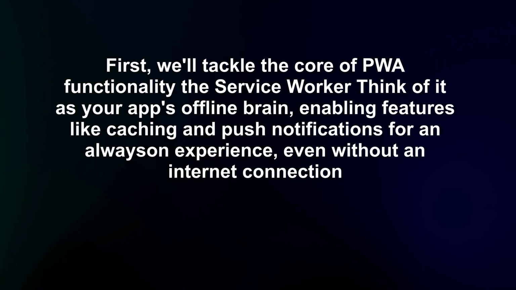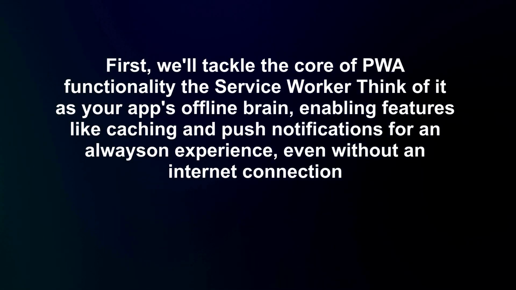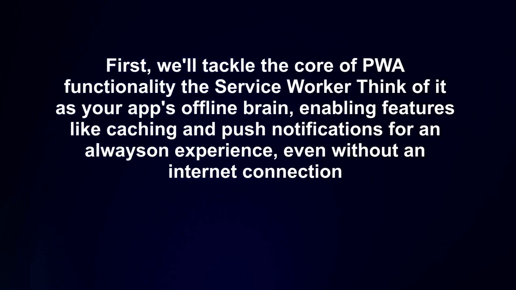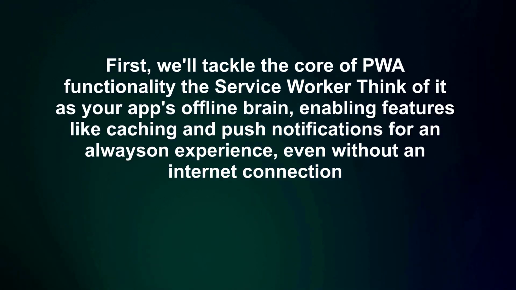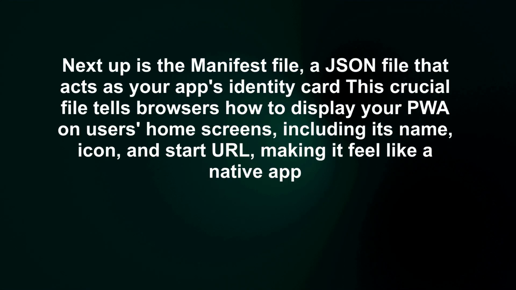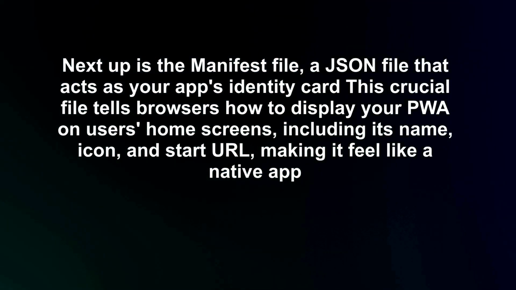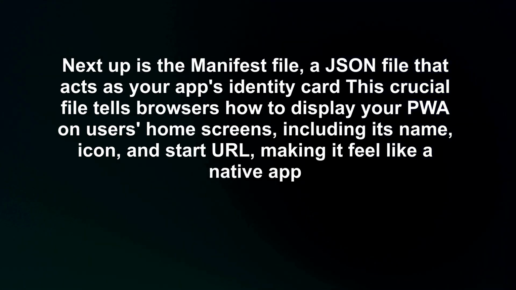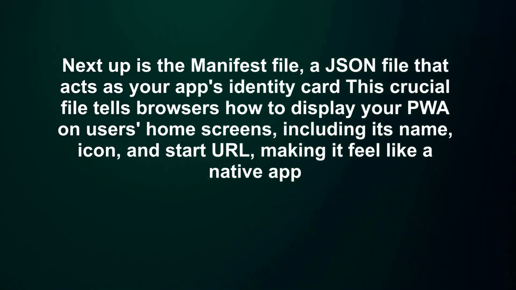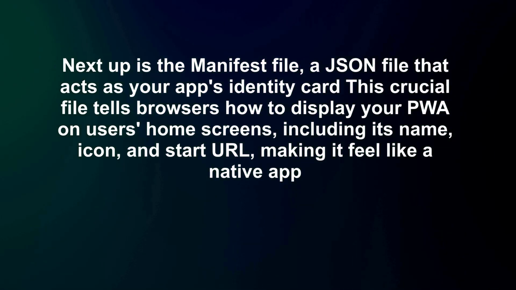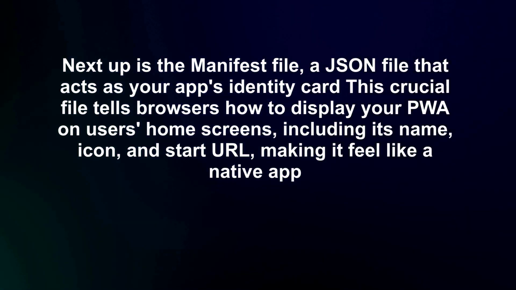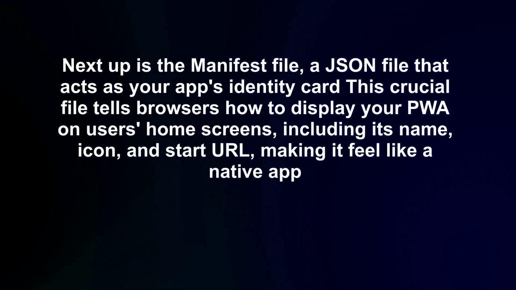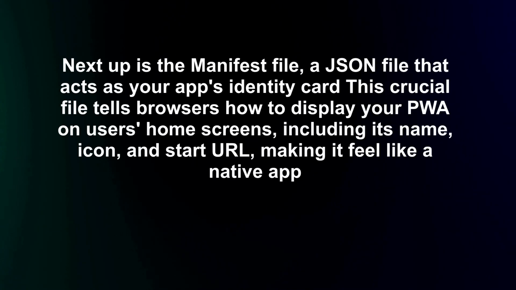Think of it as your app's offline brain, enabling features like caching and push notifications for an always-on experience, even without an internet connection. Next up is the manifest file, a JSON file that acts as your app's identity card. This crucial file tells browsers how to display your PWA on users' home screens, including its name, icon, and start URL, making it feel like a native app.